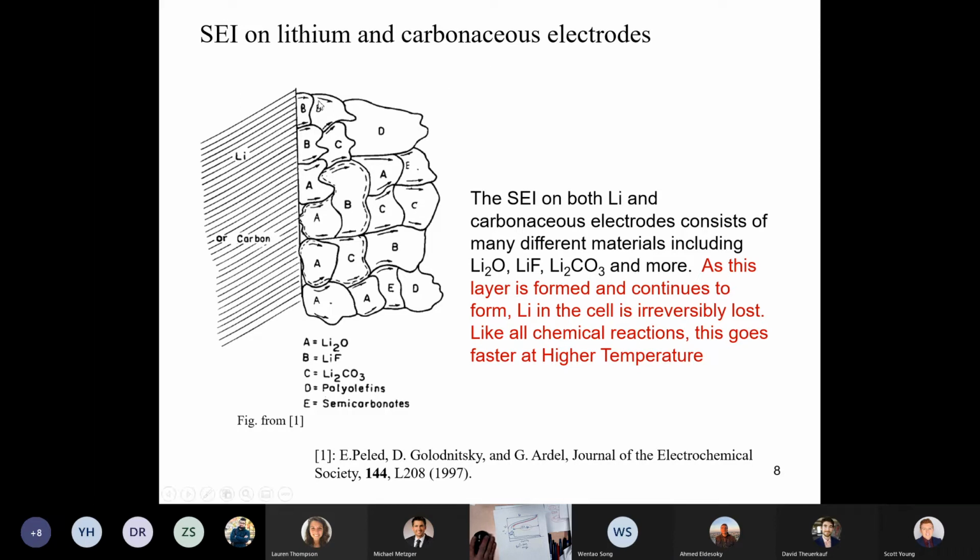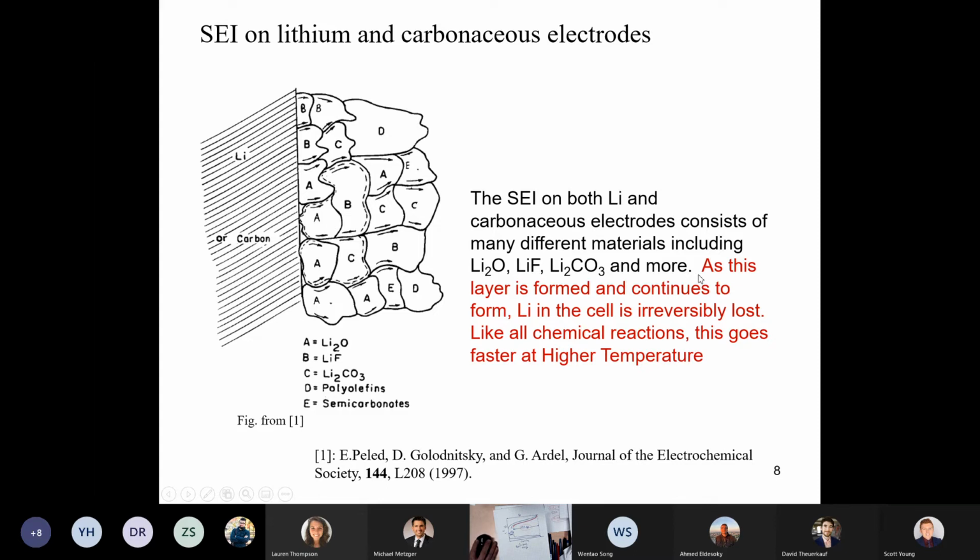Our laboratory and many laboratories around the world have spent a lot of time trying to understand the solid electrolyte interface. You can figure out what chemical species and elements are in there, but knowing exactly how they're arranged and how the lithium ions transport through it is very, very difficult.